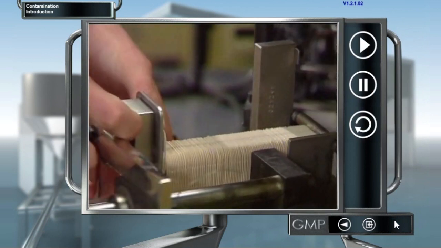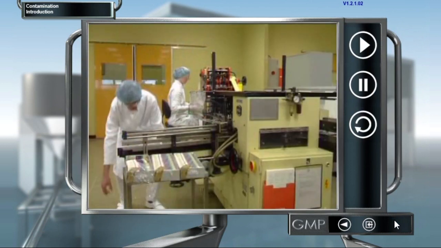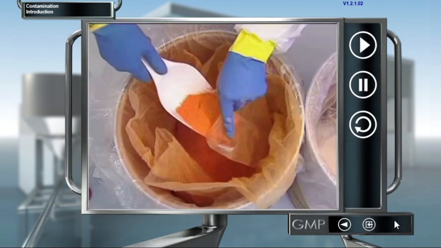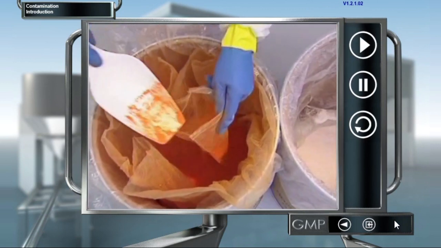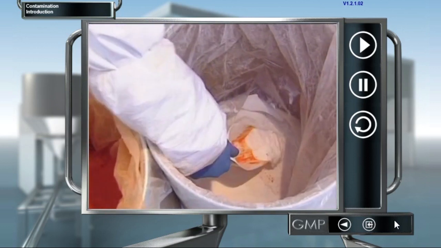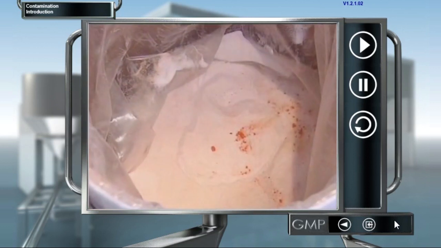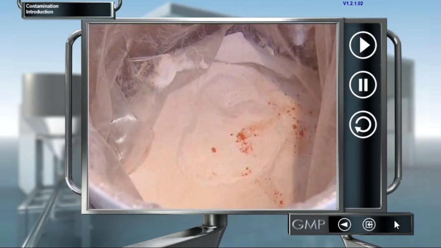During production, contamination from dirt and dust must be prevented. But contamination can also be created by other pharmaceutical substances. This is called cross-contamination.